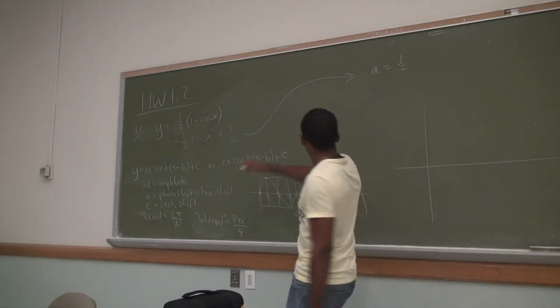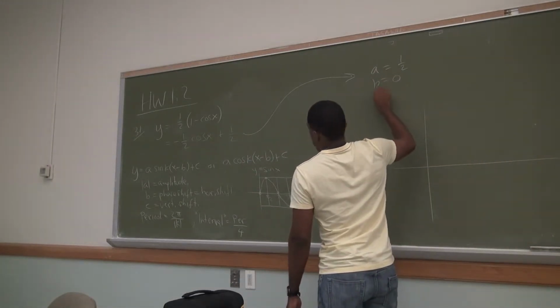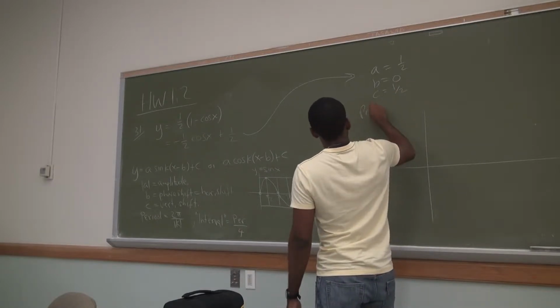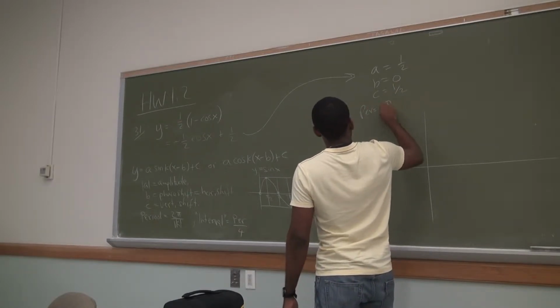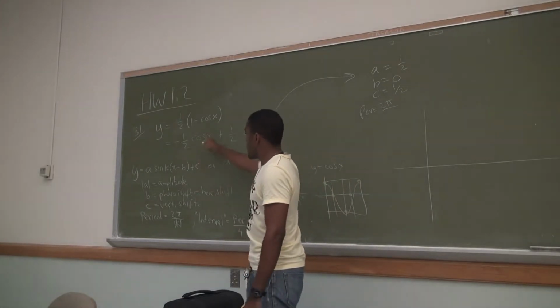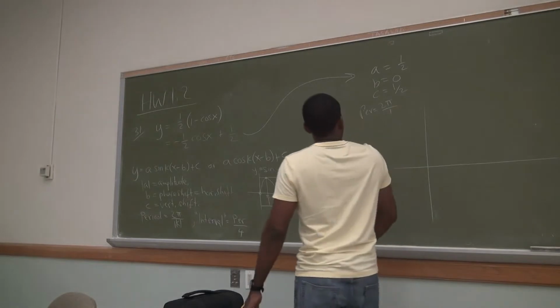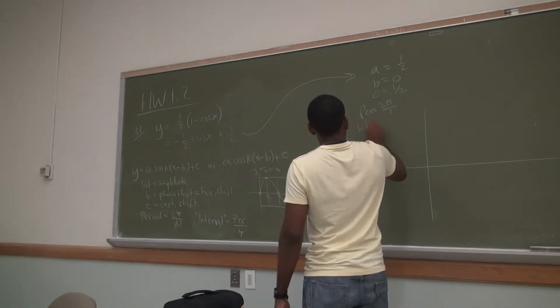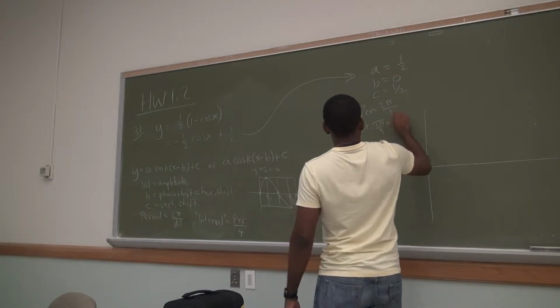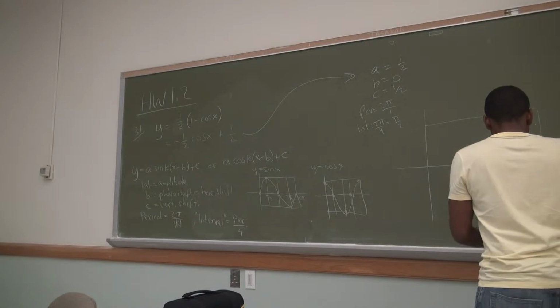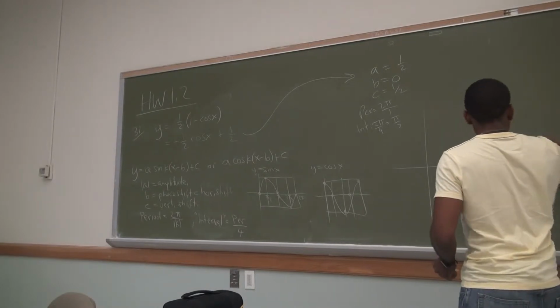The phase shift is 0, the vertical shift is positive a half. The period will be 2 pi divided by the k. The k here is 1. So the period is still 2 pi, and so the interval will be the same. It will just be 2 pi over 4, which is pi over 2. Which means you can do that grid. These are all broken lines. They're not a part of it.